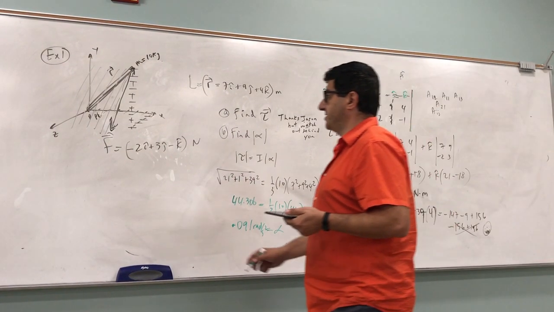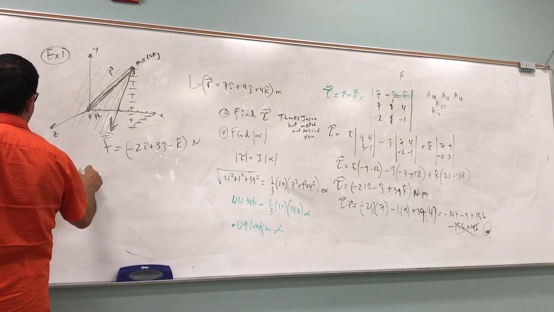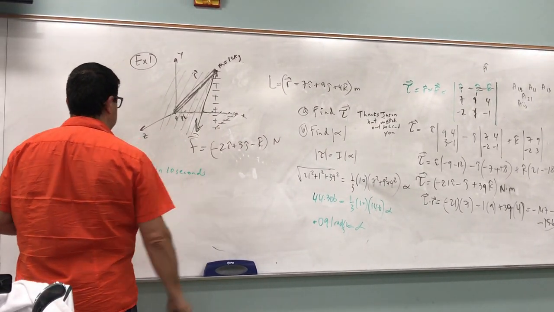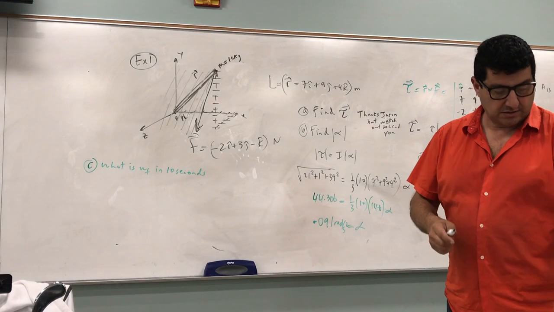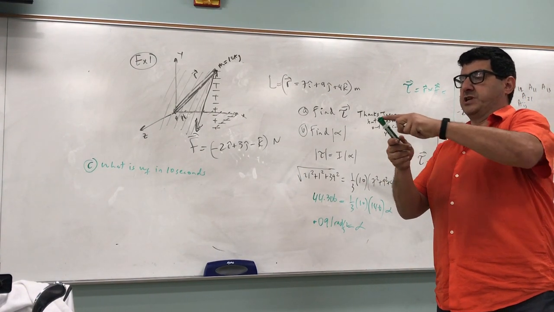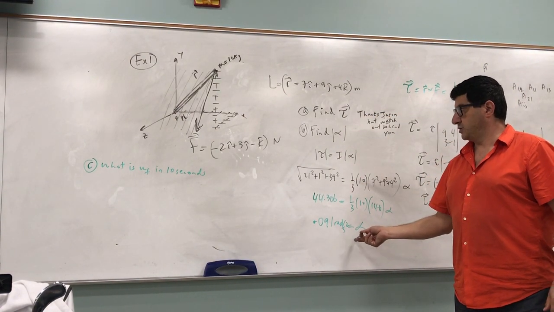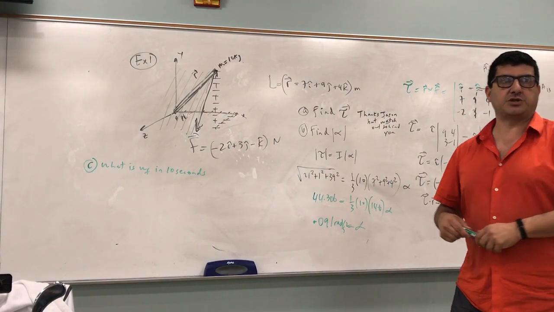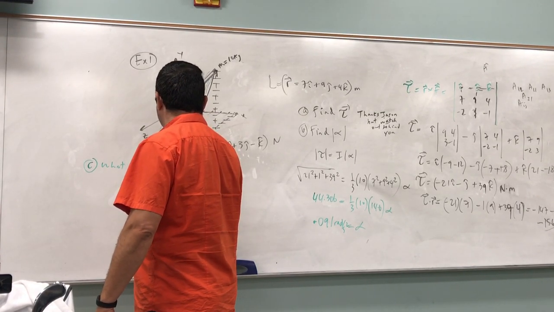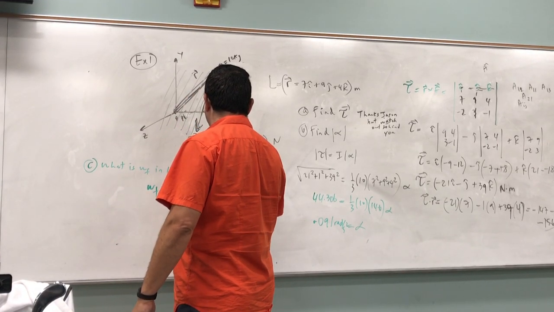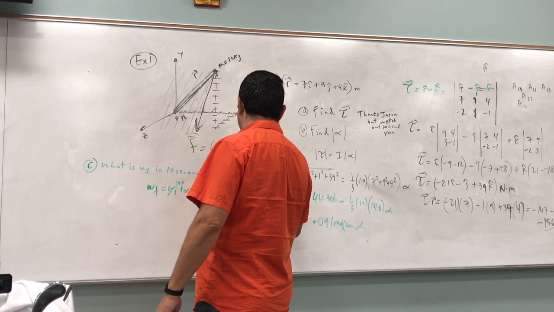Now, if I say part C, what is omega final in 10 seconds? After I've rotated this at the same rate, the alpha is going to be the same, right? So what's omega final in 10 seconds? I can simply use kinematics. Omega final is omega initial plus alpha t. So that's 0.091 times 10 seconds, which is 0.91 rads per second.